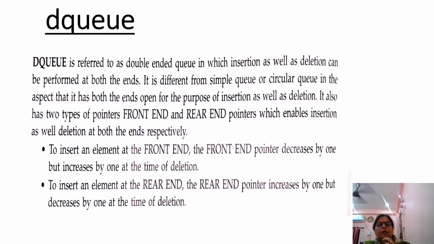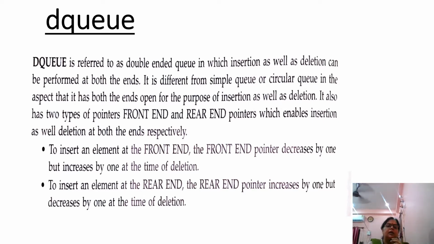In this DQ, we are able to insert or delete an element from any end, from the front end also, rear end also. We can decrease also, we can increase also. It is very much different from the simple queue and circular queue. In simple queue, you just proceed with first in, first out. Whatever is first, it will first come out, but circular queue is a part of a circle, it circulates. But in DQ the insertion and deletion is very flexible.